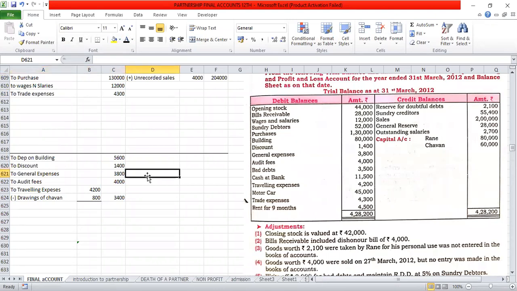Next, rent for 9 months is 4,500. Rent goes to the profit and loss debit side. There is a hidden adjustment: they say rent is only paid for 9 months. In a year, how many months? 12 months. So now only 9 months is paid. How many months are pending? 3 months. We have to find out how much per month.